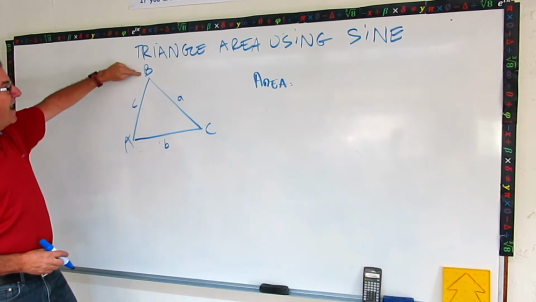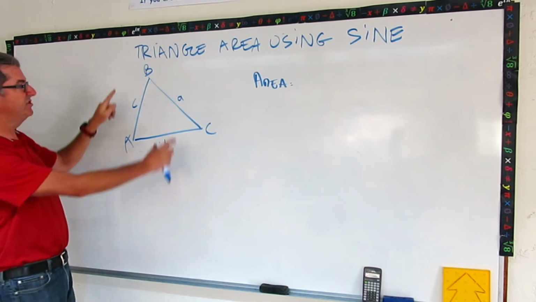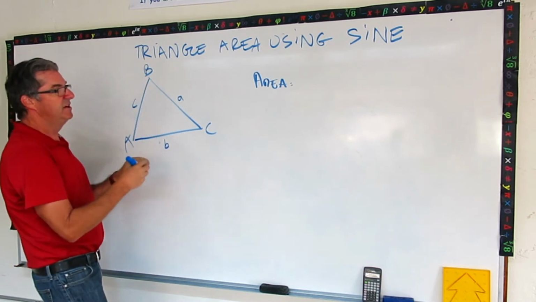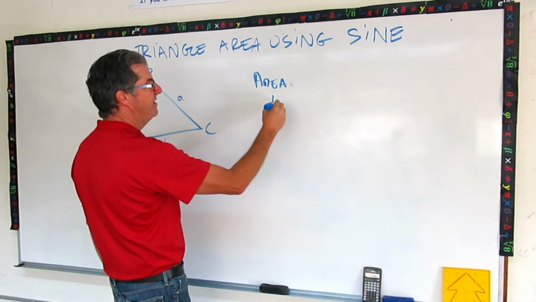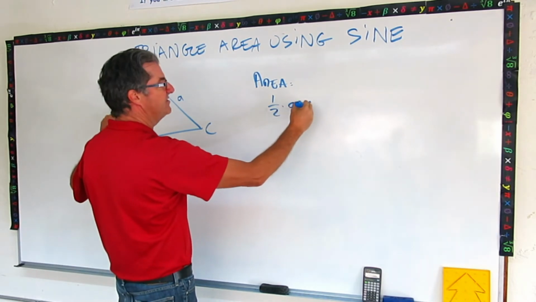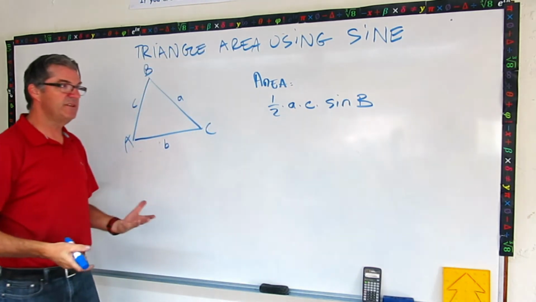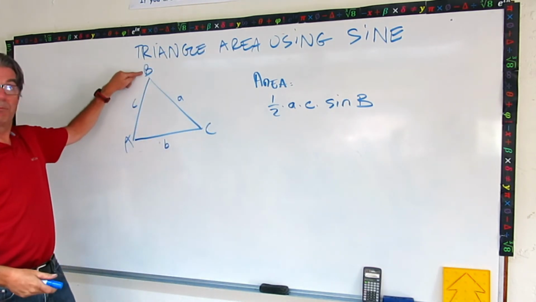So if I know angle B, it means I'm going to need to use these two sides because B is between those two sides. So the area is going to be 1/2 times a times c times the sine of B. So that's the formula we would use if we knew angle B.